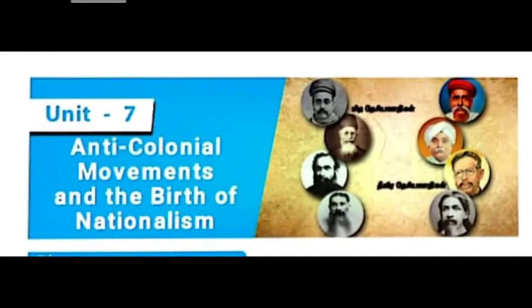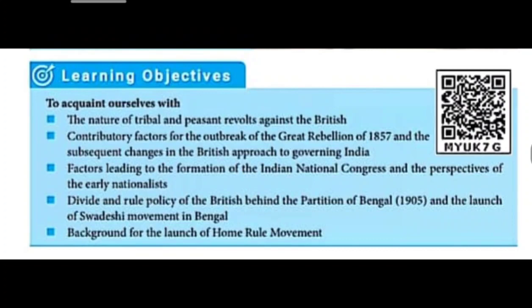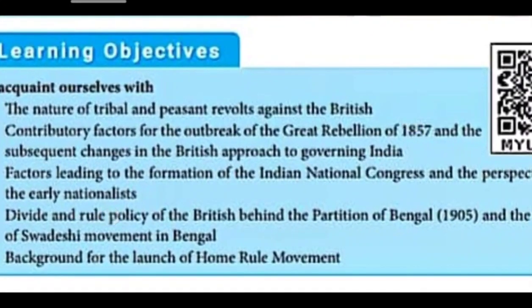First of all, we are going to check the learning objectives. You can take page number 75 in your book and check what the learning objectives are. The first one: today we are going to learn about the tribal as well as the peasants' revolt against the British. Tribal peoples' revolt as well as peasants' revolt. Peasants in the sense of farmers, against the British rule.